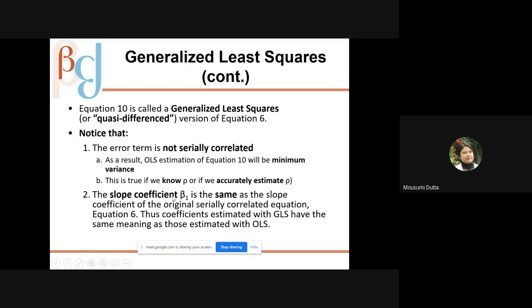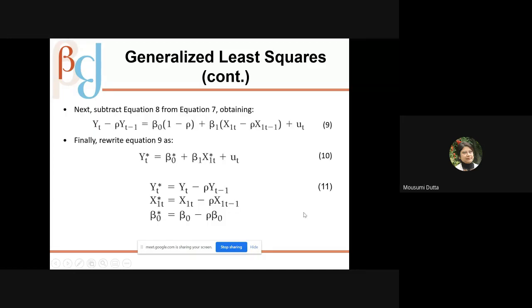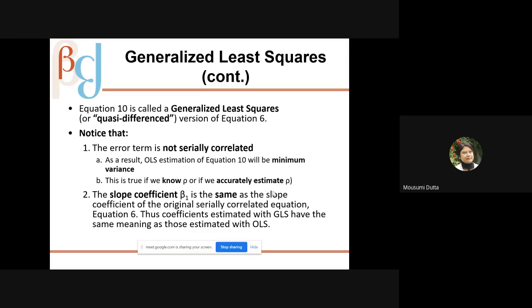The next important point is the slope coefficient beta 1 is the same as the slope coefficient of the original serially correlated equation. Let's go back to the model. If you look at the intercept term, it has converted. It is no more beta naught. It is beta naught plus rho minus rho beta naught. However, we have not transformed beta 1 anyway in this method. So the interpretation or meaning of beta 1 remains unchanged in the original model as well as in the transformed model. So the slope coefficient beta 1 is the same as the slope coefficient of the original serially correlated equation 6. Thus, coefficients estimated with GLS have the same meaning as those estimated with OLS. Okay.